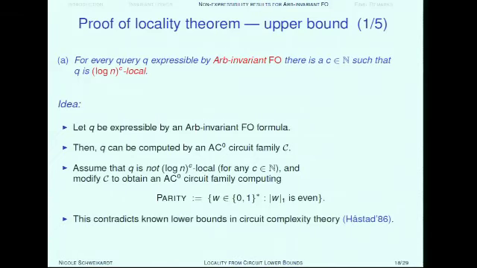And what we will do is modify this circuit family in such a way that we get a circuit family that computes parity. Parity means you get as input a bit string and you want to know if the number of ones occurring in this bit string is even. And what we know from Hastad and Furst-Saxe-Sipser and so on is that parity cannot be computed by an AC0 circuit family. So that will be the route that we are going to take.